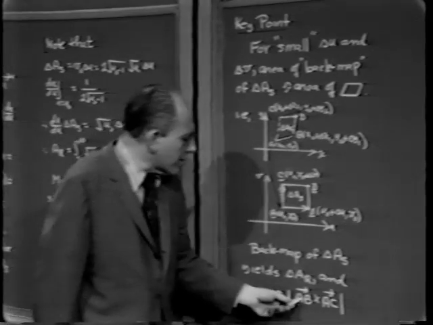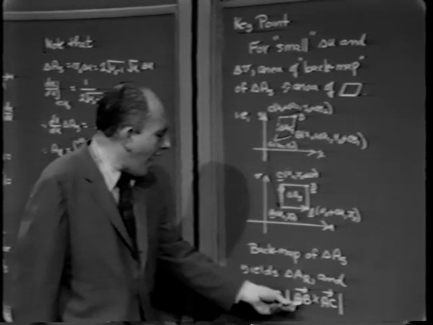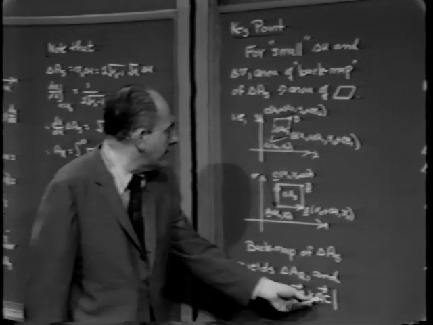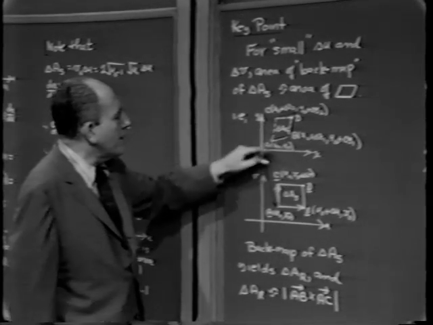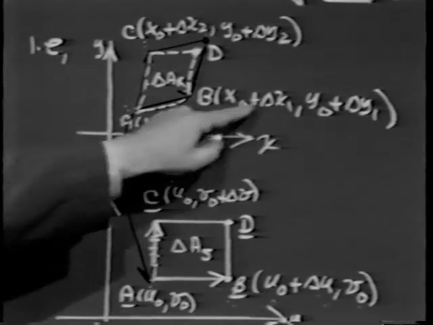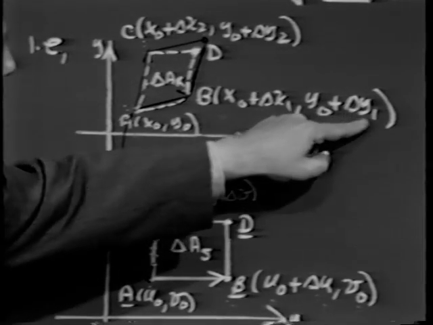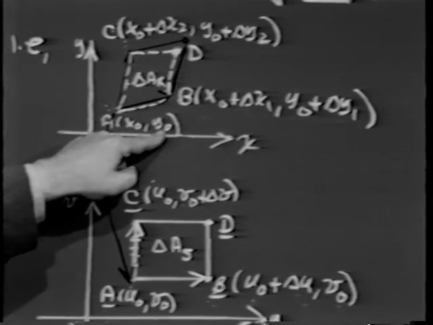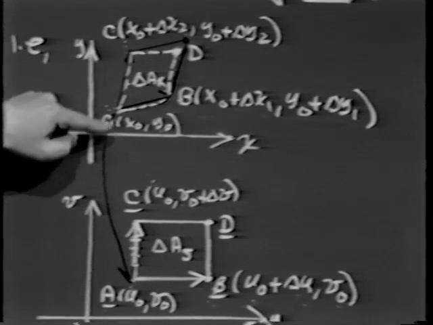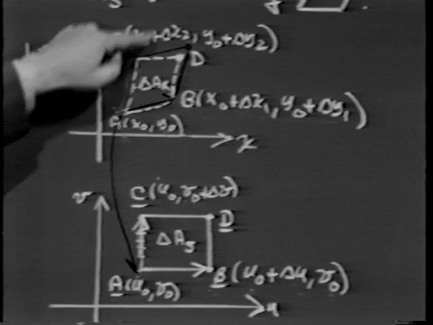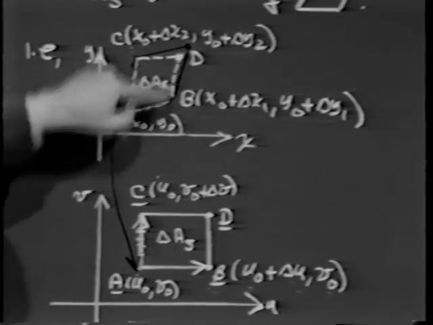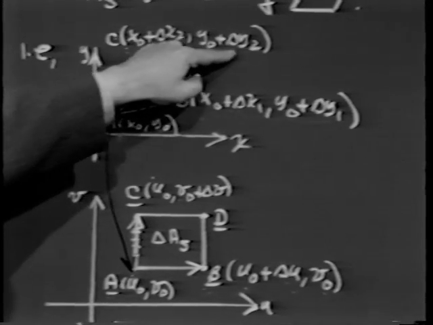At any rate, notice in terms of i and j components how easy it is to compute AB and AC. You see, what are the components of the vector from A to B? The i component is delta x1, this minus this. The j component is this minus this, right? AC, in other words, has what as its components? It's this minus this, namely delta x2. This minus this is the y component, that's delta y2.